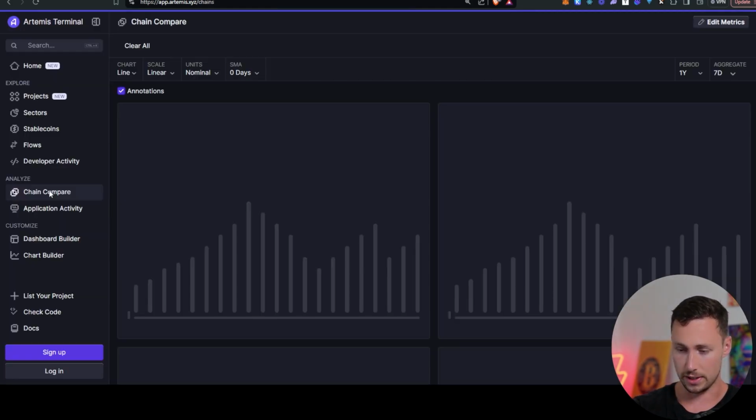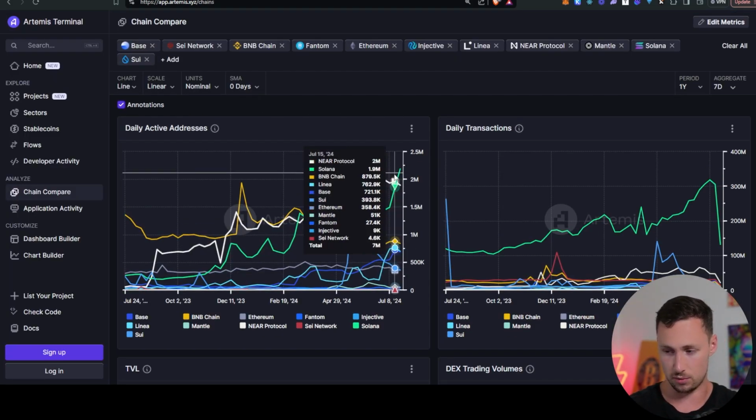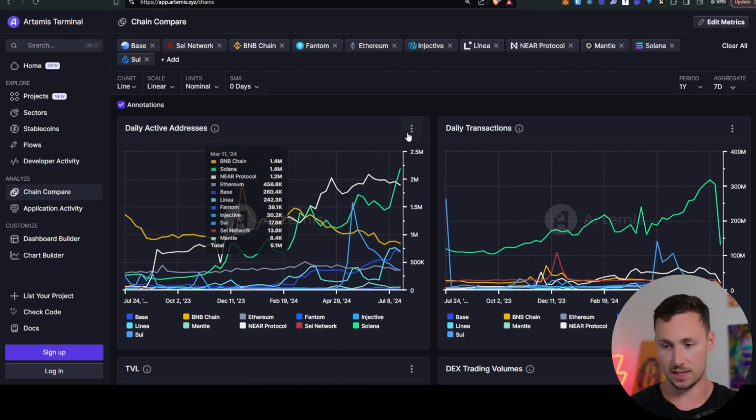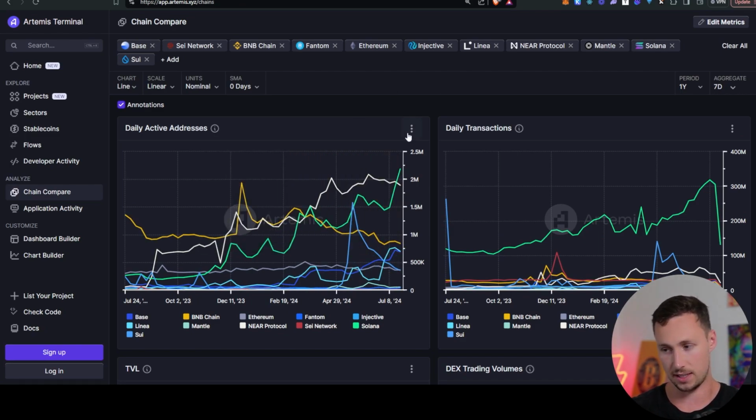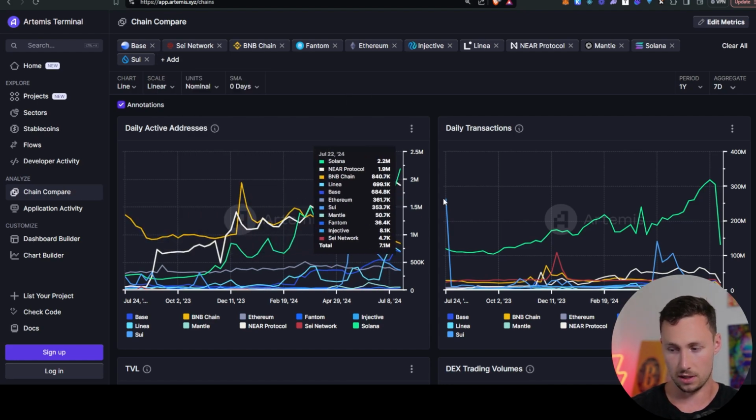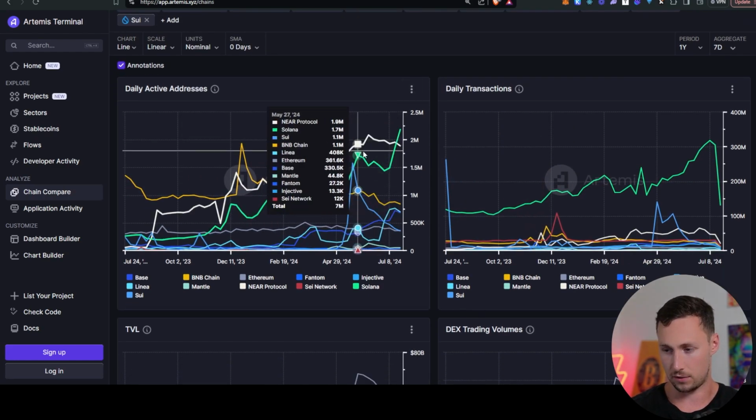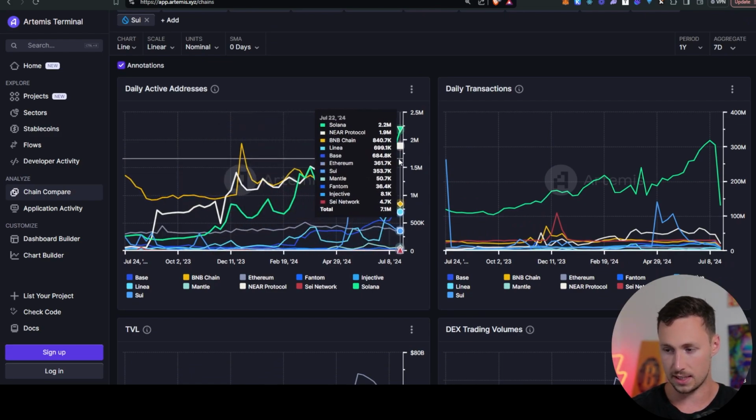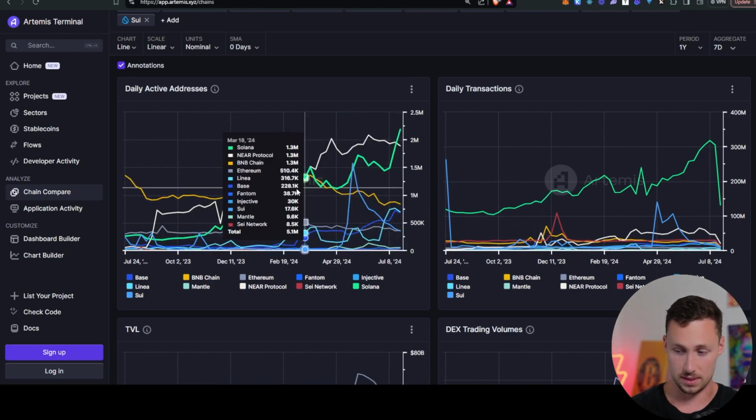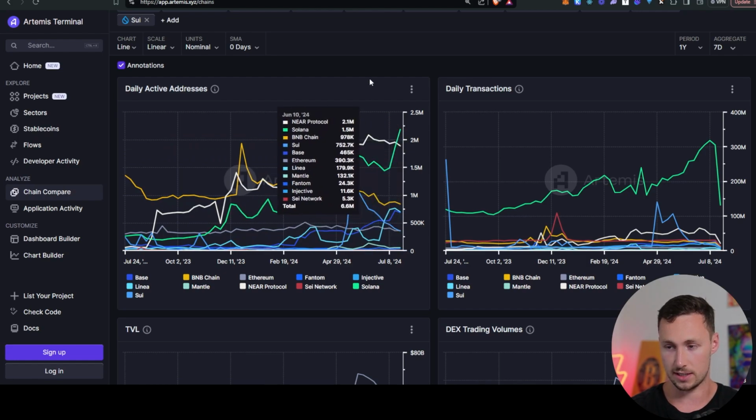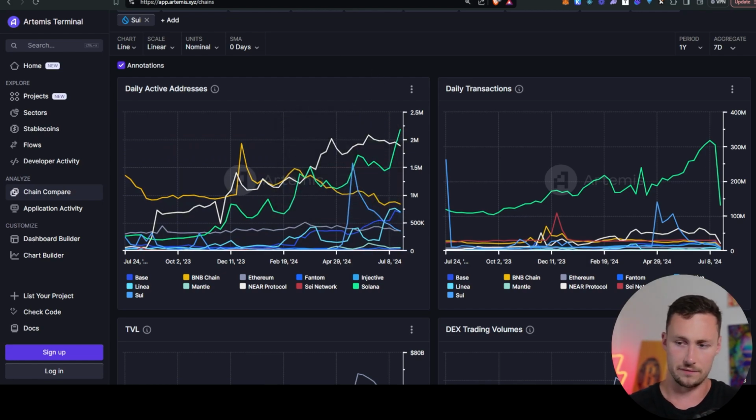And they also have this really great chain compare dashboard. This is one of my favorite things in Artemis. And what this does is it shows you stats like active addresses, transactions for a variety of blockchains, and then it lets you actually look at them visually to say, okay, for example, here, Solana we can see is growing both in absolute terms and relative to other chains. But we're going to look at this more in a few minutes.